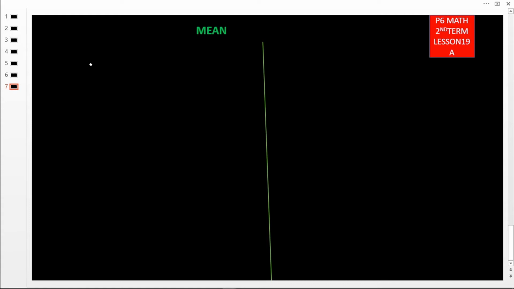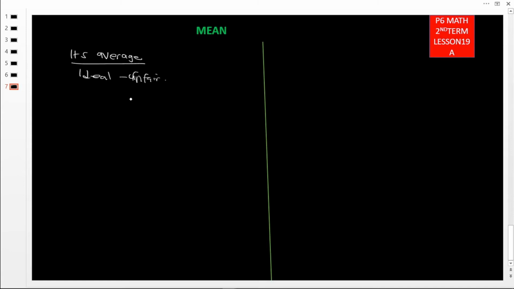We are still moving on with the statistics. So in this lesson we are going to look at mean. In other words, if it's not called mean, it is also called average. So mean, it is an ideal mathematics. It means that it is unfair mathematics.